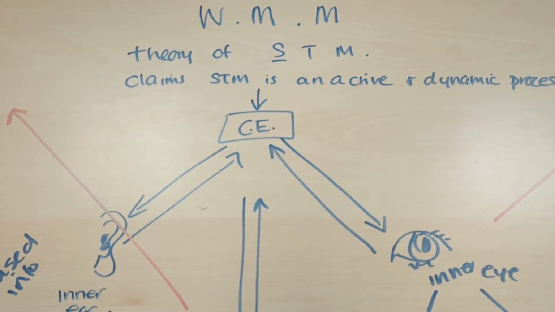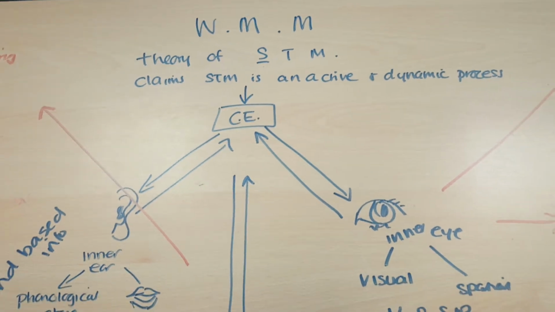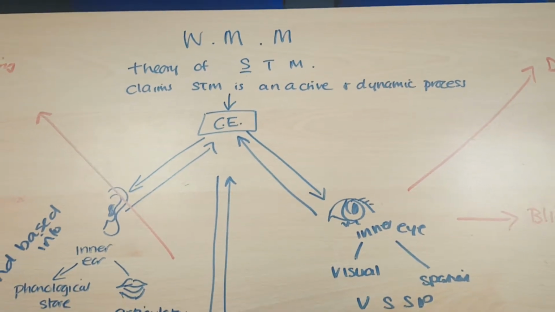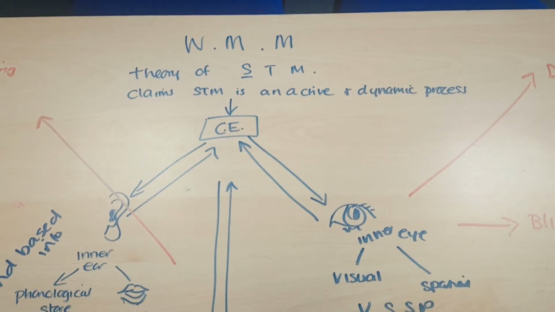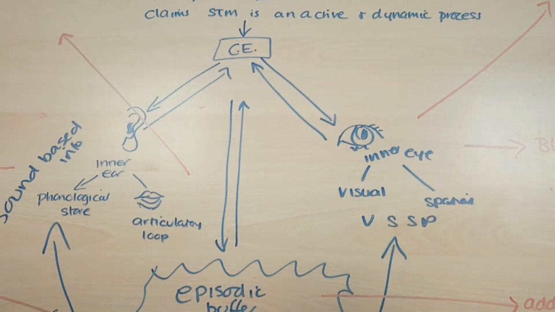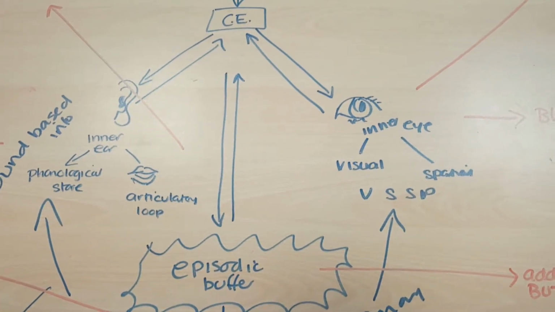It only seeks to explain the short-term memory, and it does this as an active and dynamic process rather than a passive store, as is the case with the multi-store model. It consists of 4 separate components which all integrate together to produce our experience of short-term memory.